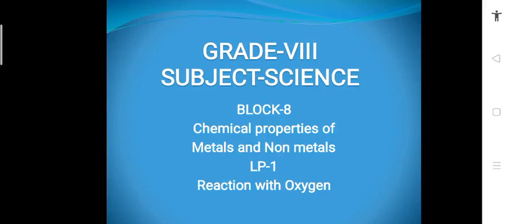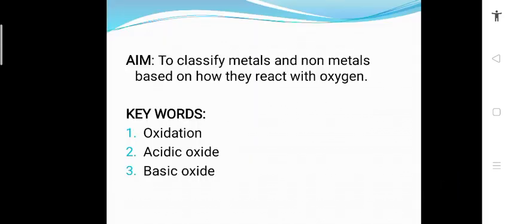Today we are going to start block 8, chemical properties of metals and non-metals. Our first LP is reaction with oxygen. The aim of this lesson is to classify metals and non-metals based on how they react with oxygen. The keywords are oxidation, acidic oxide, basic oxide.